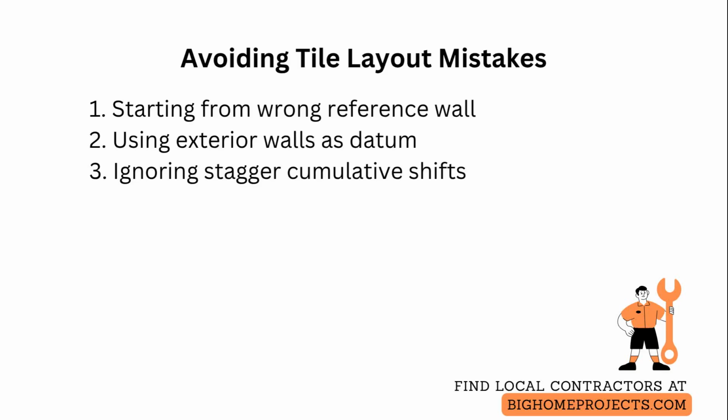If you ignore how a stagger or running bond moves cuts toward a particular wall, mock 2 or 3 rows of the stagger pattern to see cumulative shift and adjust the starting joint to spread cuts evenly.